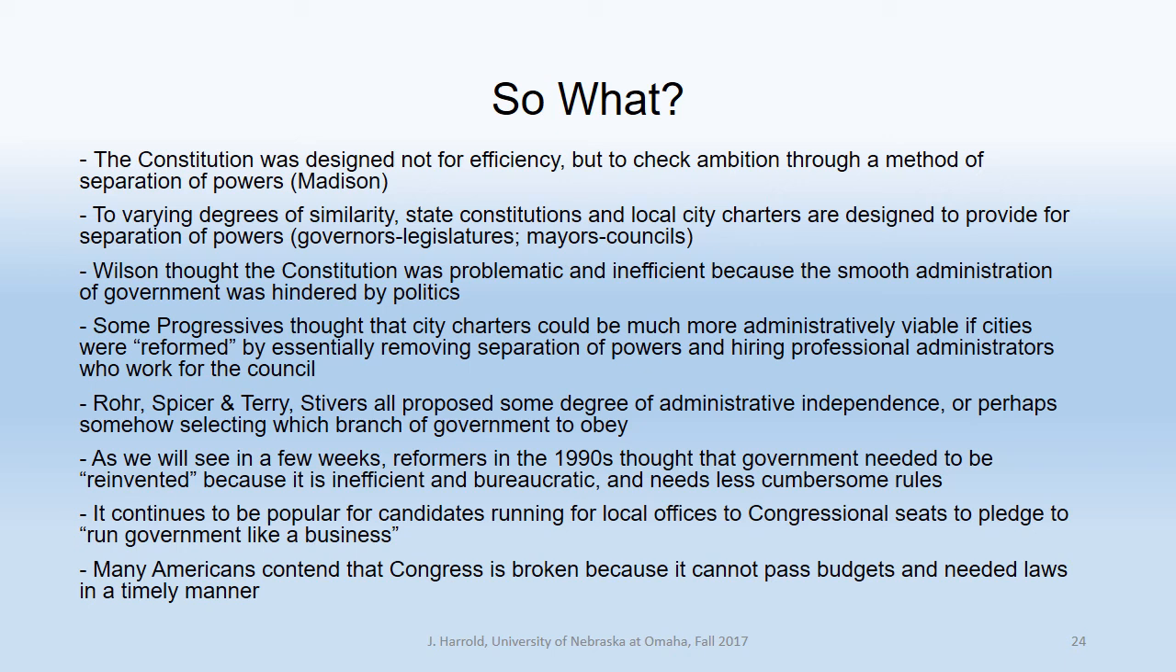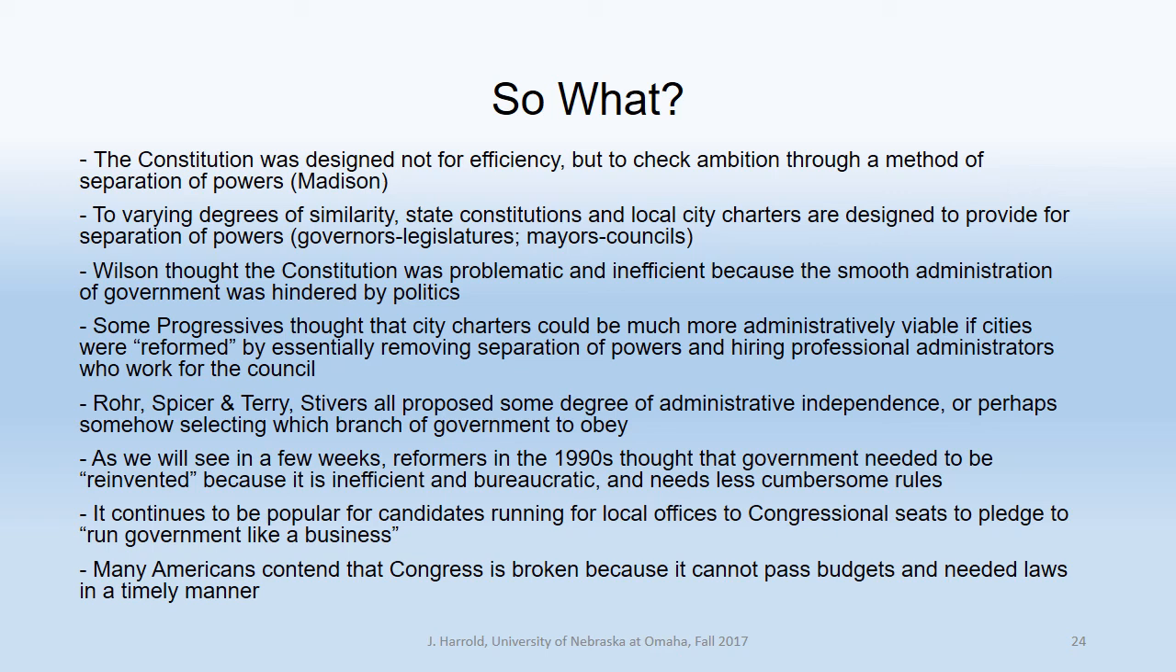And so that idea led Wilson to think, and we read Woodrow Wilson, that the Constitution was problematic and inefficient because it inhibited smooth administration. He said as much. During the Progressive Era, some progressives thought that city charters could be much more administratively viable if cities were reformed, essentially by removing separation of powers. So in reform cities, the city manager form actually has a council. The only elected body is the council, who hires an executive, if you will, but oversees that city manager as a hired employee. Effectively, really having a council that is both executive and legislative.